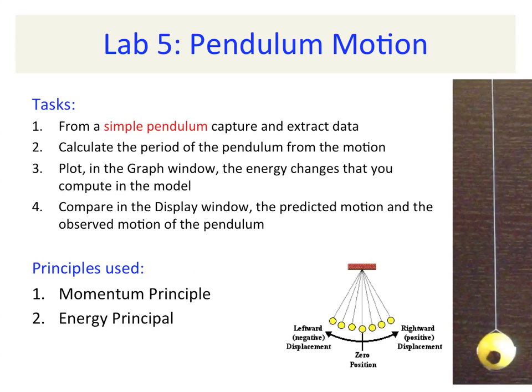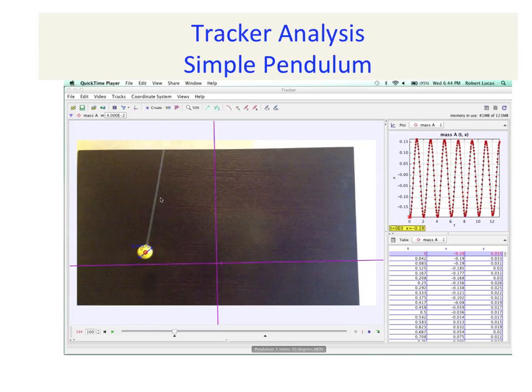This is Lab 5, Physics, Pendulum Motion. Our task was, from a simple pendulum, to capture and extract the data, calculate the period from the motion, plot in the graph window the energy changes that we would compute, and compare in the display window the predicted motion and the observed motion of the pendulum. The principles we used were the momentum principle and the energy principle.